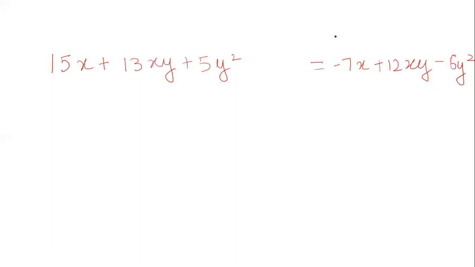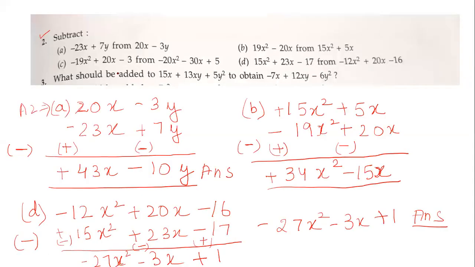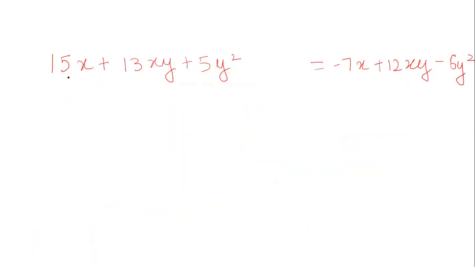Students, your next question deals with what should be added to 15x plus 13xy plus 5y squared to obtain minus 7x plus 12xy minus 6y squared. So let us do what should be added to this expression to get this expression. So let a be added. ओके तो हम यहाँ पर a ऐड कर देते हैं.